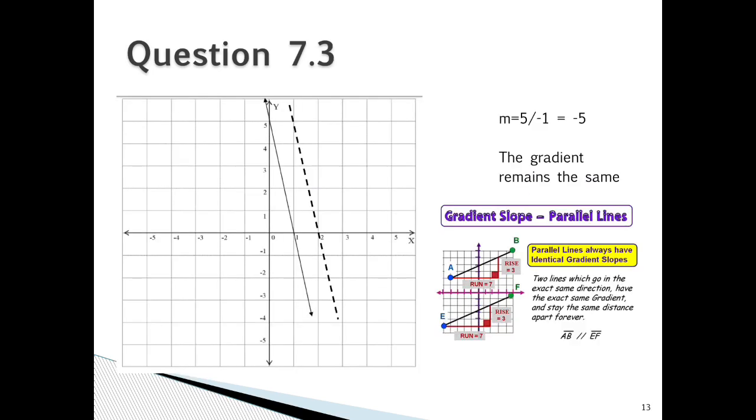It is important to remember that parallel lines will always have identical gradients. Two lines which go in the exact same direction have the exact same gradient and stay the same distance apart forever. That's line AB is parallel to line EF. Therefore, you can see that m is equal to 5 over negative 1, which is equal to minus 5. The gradient has remained the same.